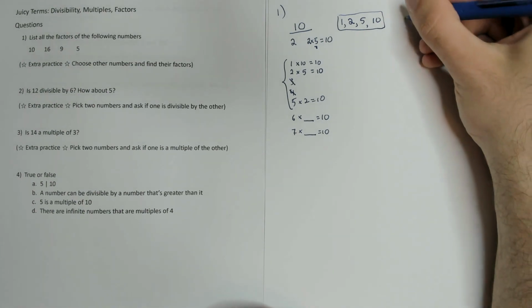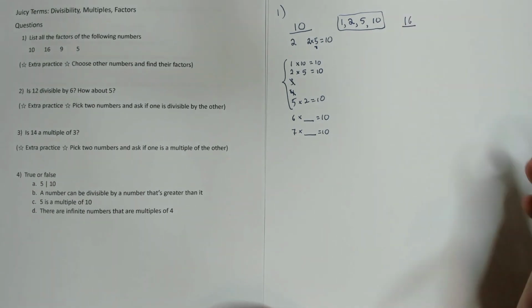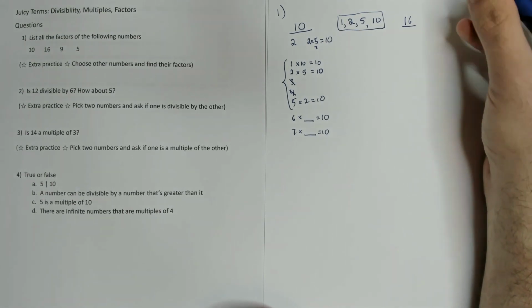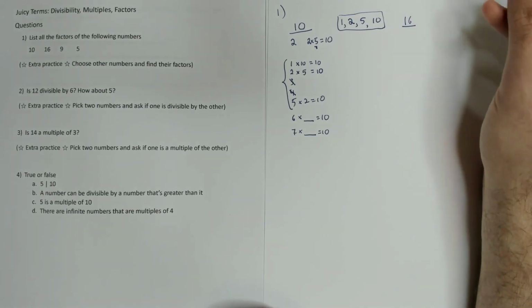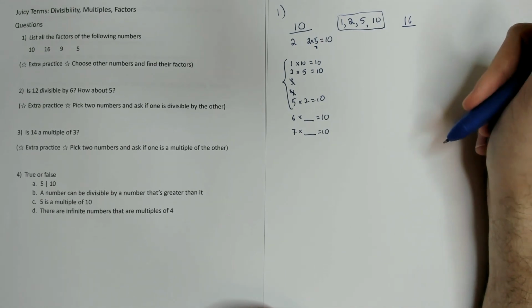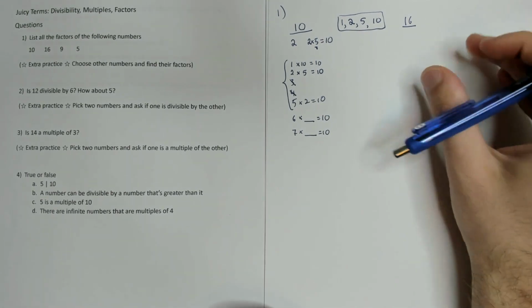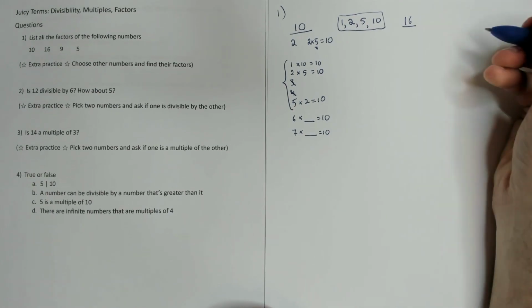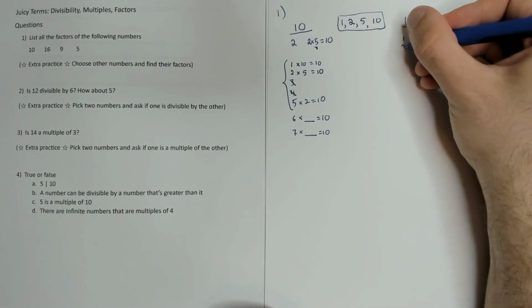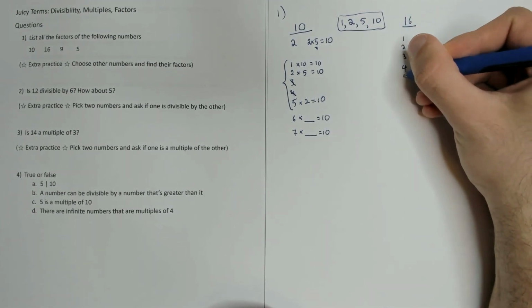All right, let's do 16 now. So what are the factors of 16? Well, what do we need to check up to? What's half of 16? Half of 16 is 8, right? 8 times 2 is going to give us 16, so we don't need to go anything bigger than 8 because it's guaranteed to be some decimal number, which isn't a whole number, which means those numbers aren't going to be factors. So we just need to check the numbers up to 8.